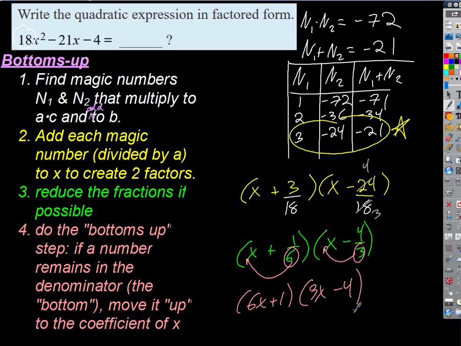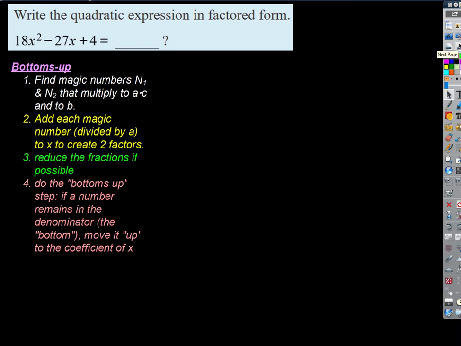That's it. Okay? Just that easy. So it's really not that bad. I mean, the whole first part is pretty much the same. The only part that changes is when we divide by a and reduce, we just have to go bottoms up then. Okay? So try one of these. Try this one on your own real quick.